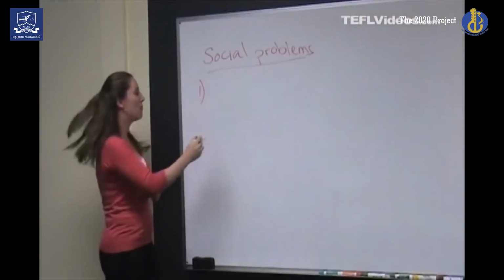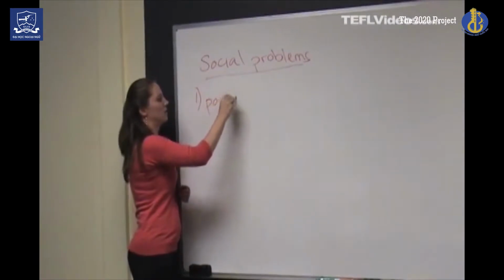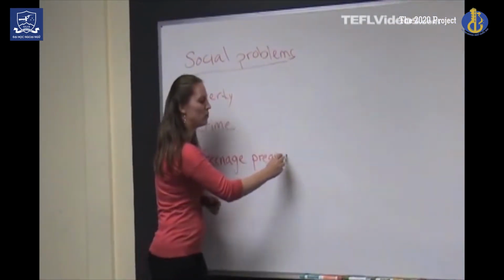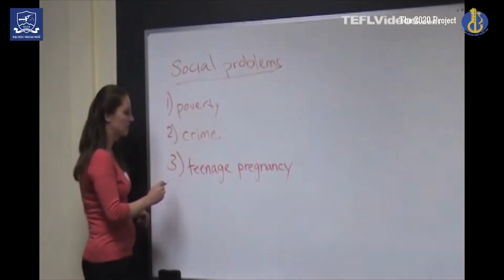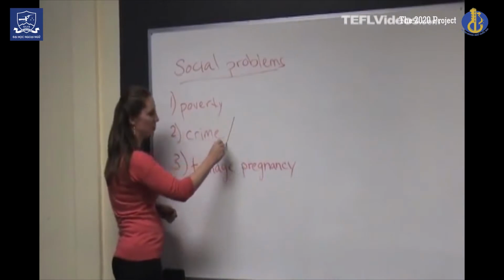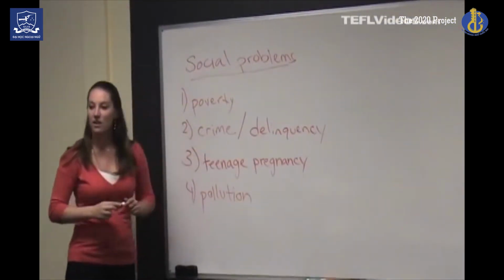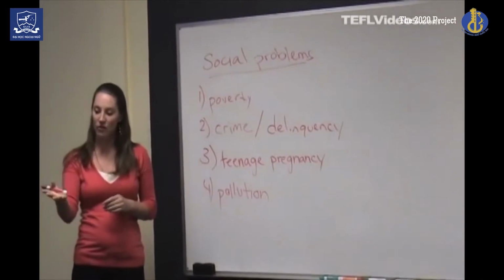Poverty. Yeah, poverty. Very good. Teenage pregnancy? Okay, definitely, that's going on. And I'm sorry, who said the other answer? Alberto? Delinquency? Okay. Delinquency is kind of similar to crime. Pollution. Big problem right now, right? Very good.